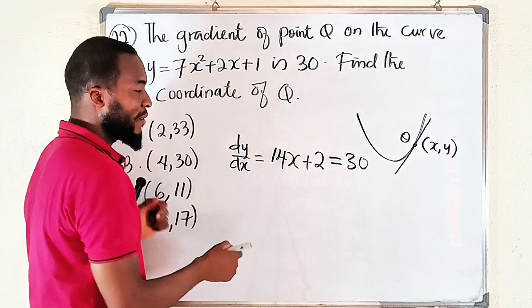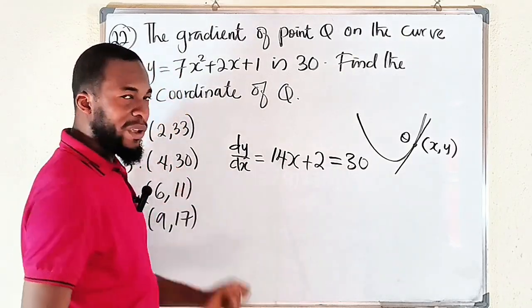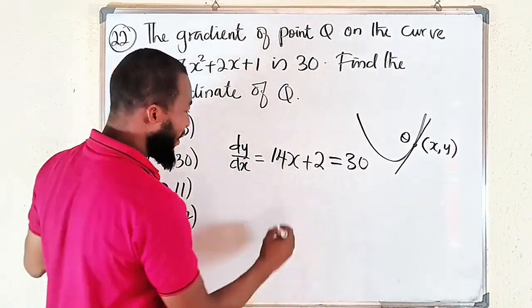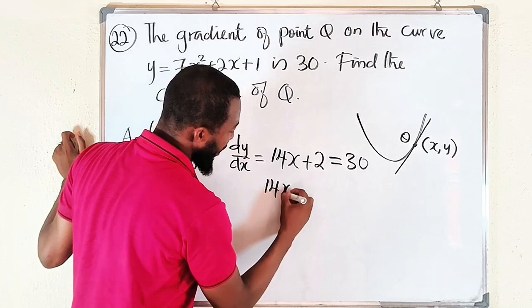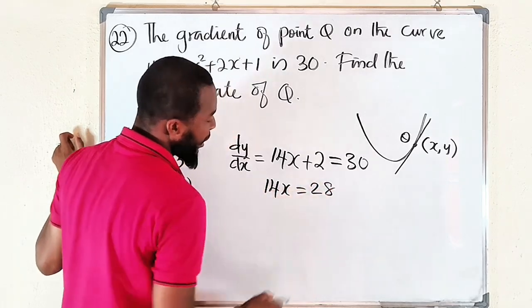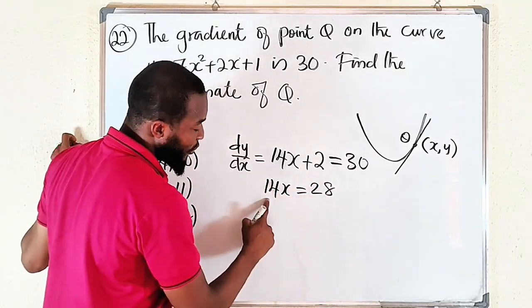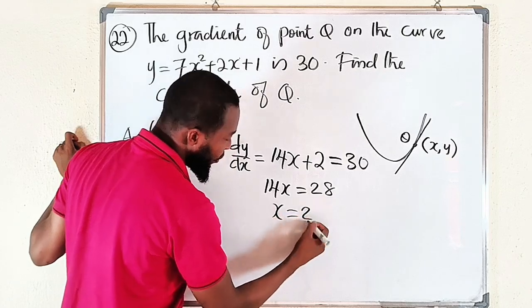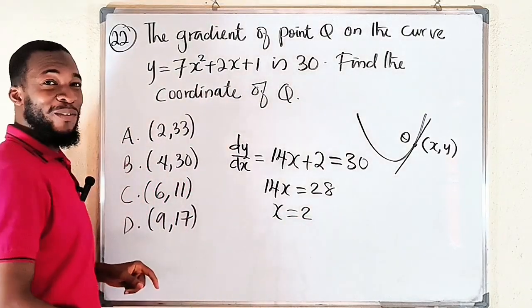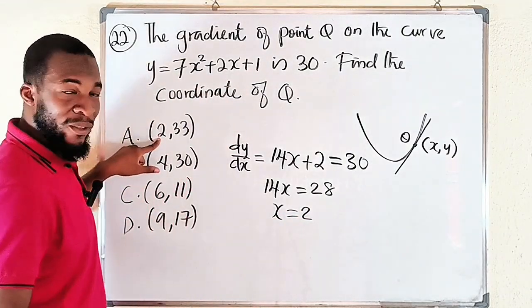So let's solve for x. Take this one to the other side. It becomes negative. 30 minus 2 is 28. So we have 14x equal to 28. As you divide both sides by 14, x will be equal to 2. And hence, without even solving for y, you can see the solution here.